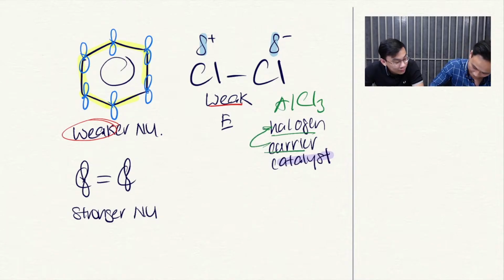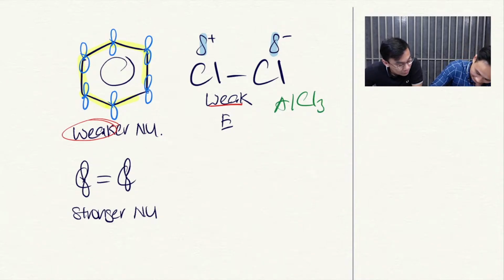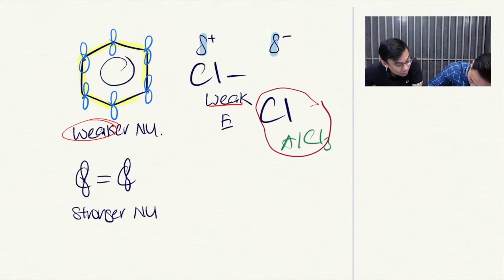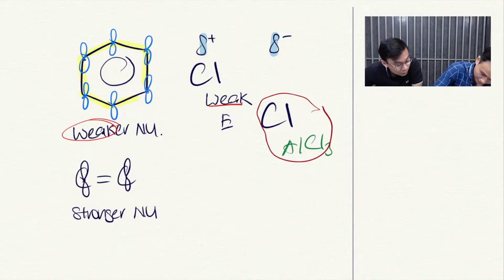So you're going to do this with me, okay, Yap Chen? We're going to take this catalyst and we're going to carry away this halogen and we're going to pull it out. Just like this, pull it out. Now, when you pull it out, this becomes AlCl4 minus.